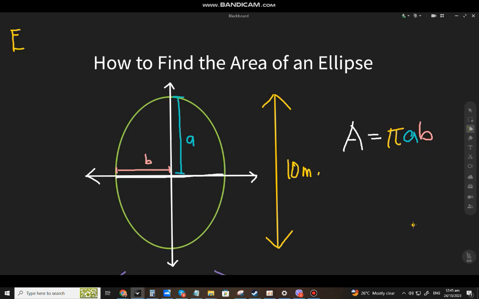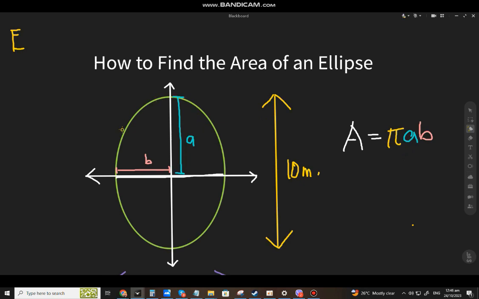So, in finding the area of an ellipse, let's discuss the formula first. You have area is equal to pi AB. All you have to do in finding the area of an ellipse is find the value of A and B, and you're good to go because pi is constant.